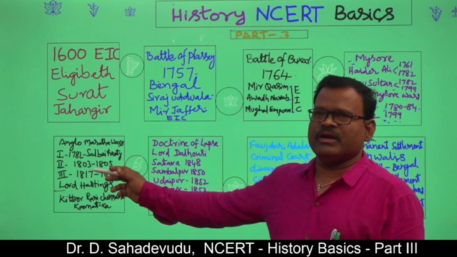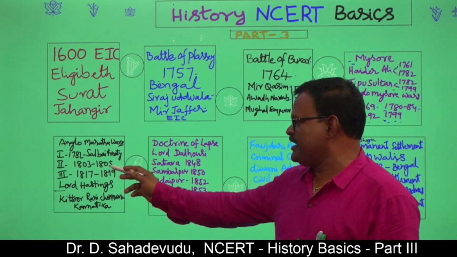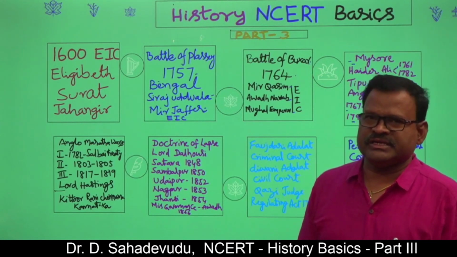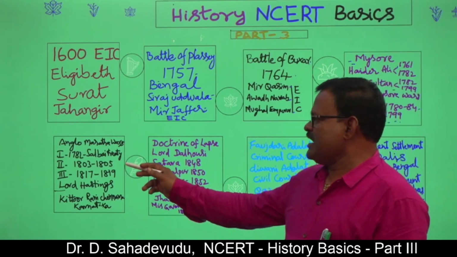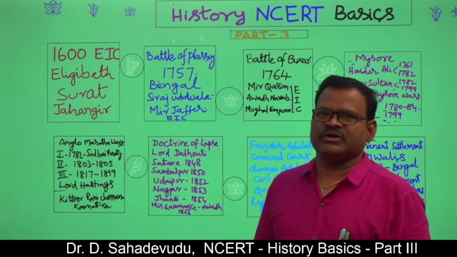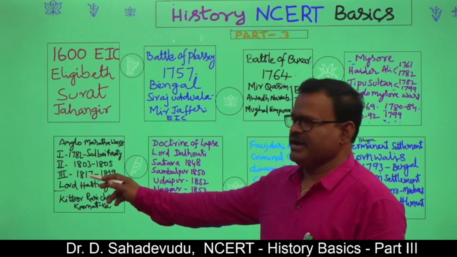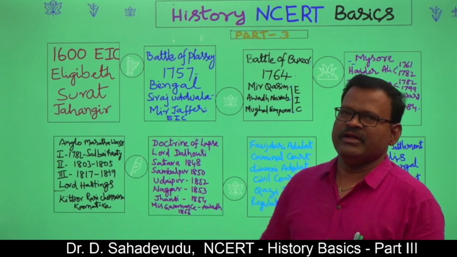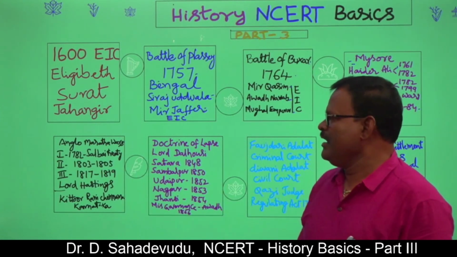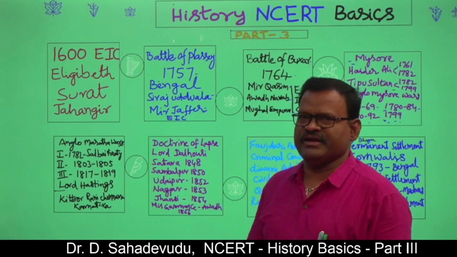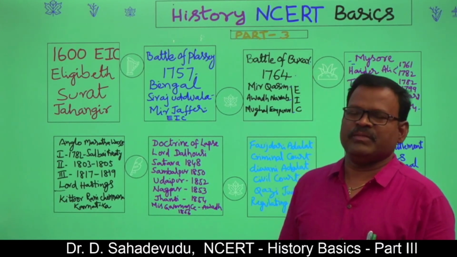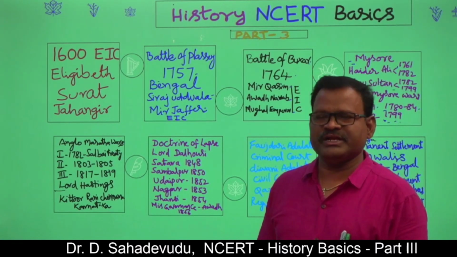The Second Anglo-Maratha War occurred from 1803 to 1805. This time the Marathas were defeated. Finally, in the Third Anglo-Maratha War, 1817 and 1818, during Lord Hastings's period, the Marathas were completely defeated, and the last Maratha Peshwa became a pensioner.